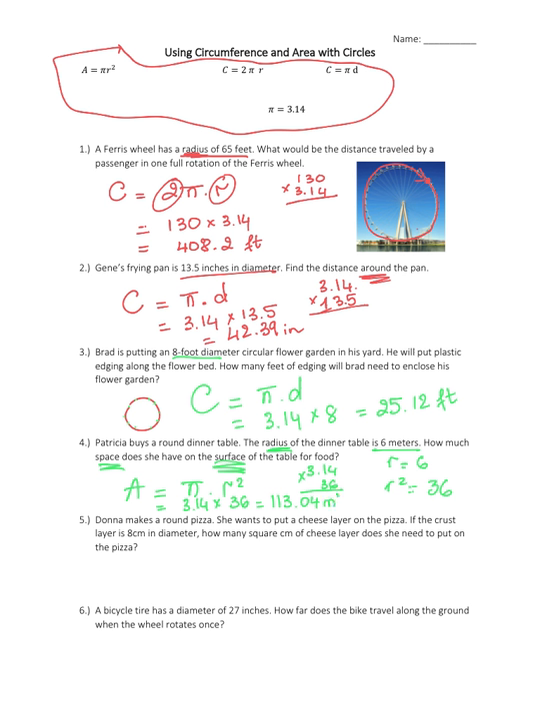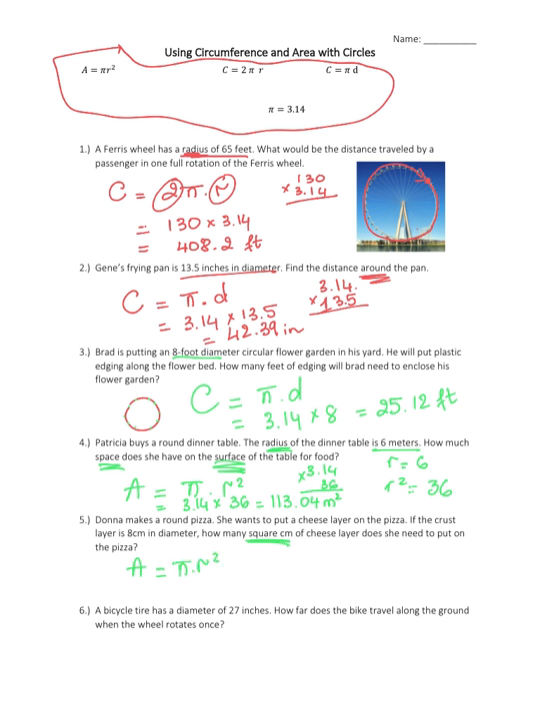Number 5, Donna makes a round pizza. She wants to put a cheese layer on the pizza. If the crust layer is 8 centimeters in diameter, how many square centimeters of the cheese layer does she need to put on the pizza? See that? It's very clear that they say square centimeters. That means you're looking for the area, right? And then I'm going to use my formula pi times radius squared.